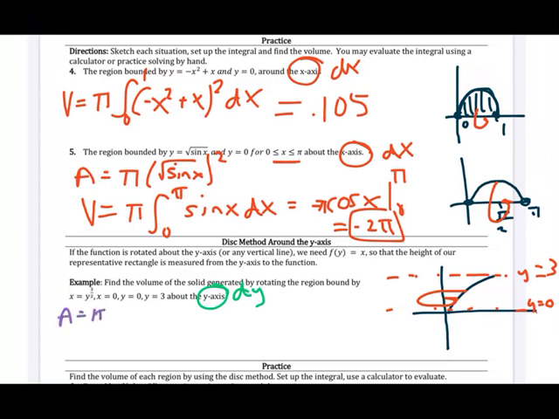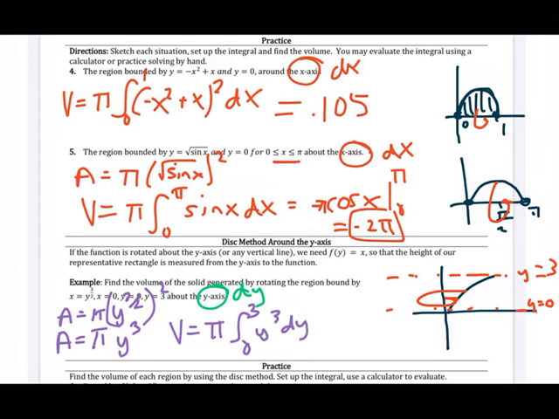The area is going to be pi times the radius, which is y to the power of 3 over 2, squared, which simplifies pretty nicely. That's going to give me pi times y to the third. So our volume is going to be pi times the integral from 0 to 3, because look at the y values, of y to the third dy, which is pi times y to the fourth over 4, evaluated from 0 to 3, which is going to be 81 pi over 4. Why don't you go ahead and try number 6 on your own?